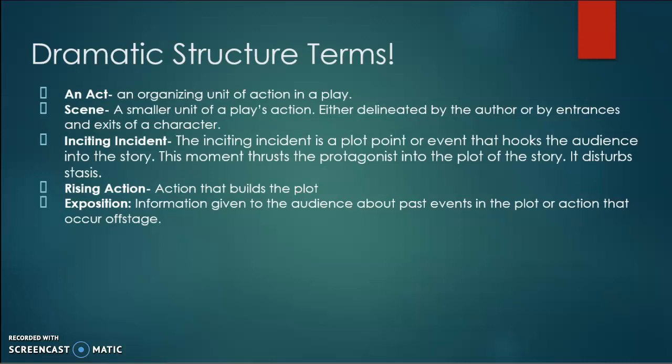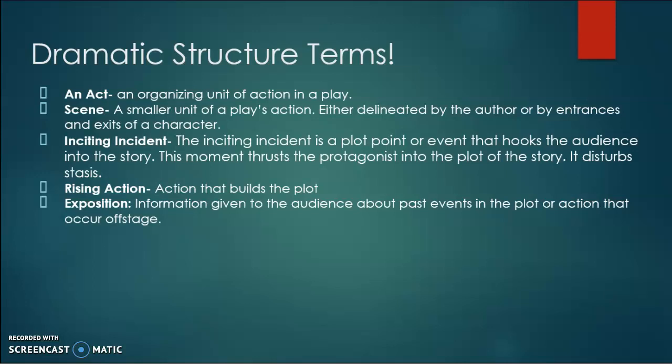And we'll talk about that more on Thursday in regards to where is the inciting incident in Fences. We have rising action. This is action that builds the plot. This is everything that rises in tension, heightens the conflict. This is why we use the term rising. Each one of these scenes leads us to the climax.